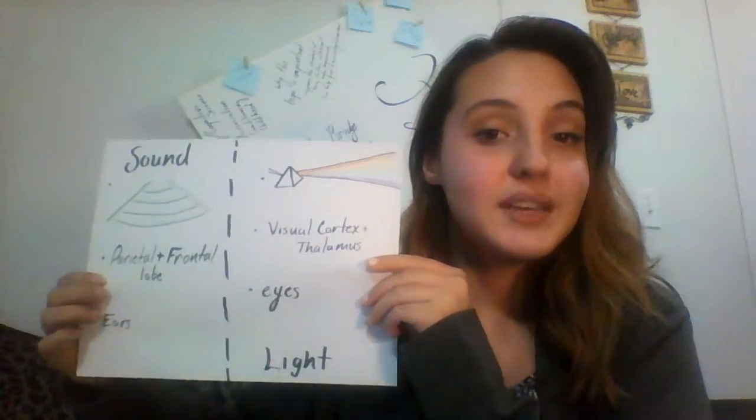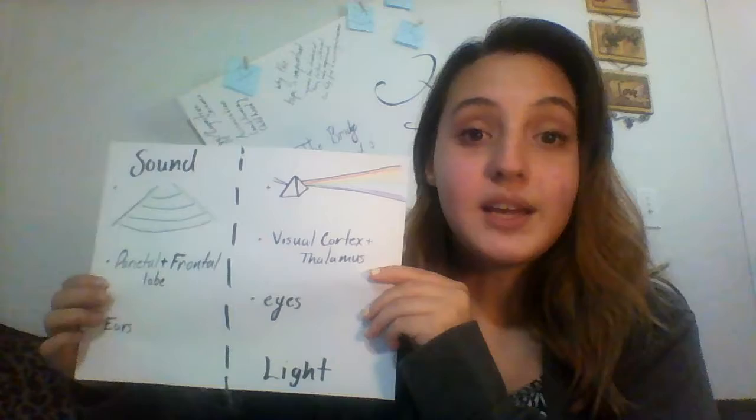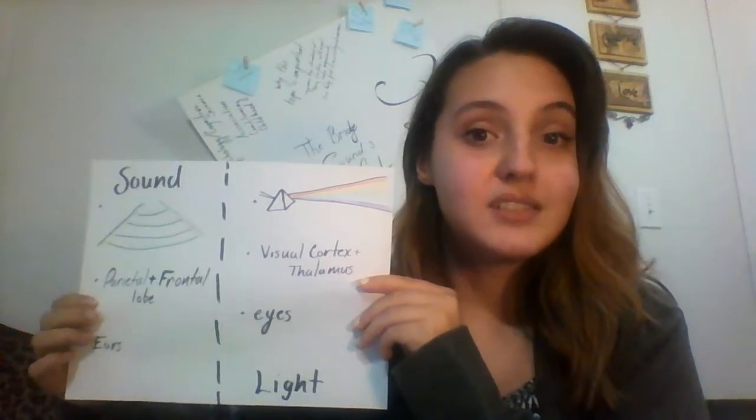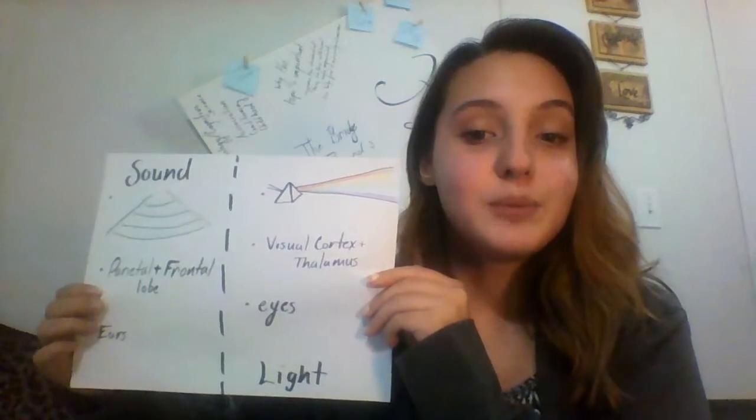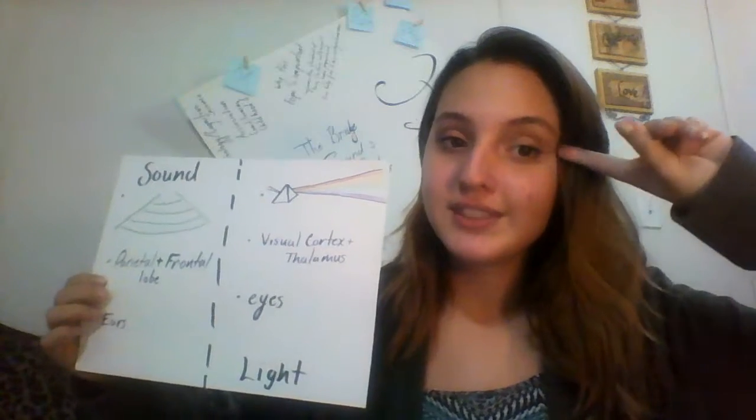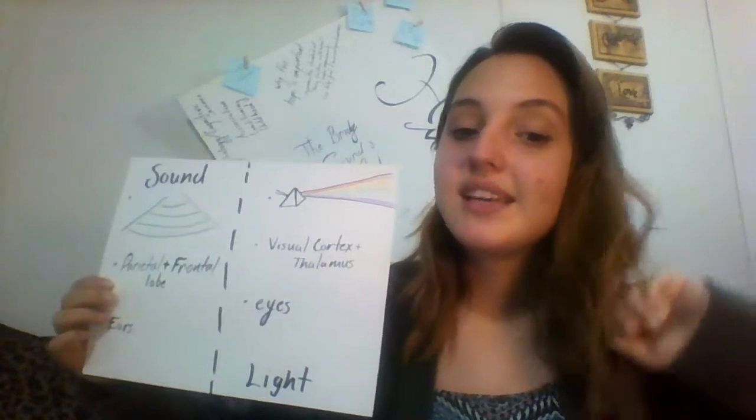And then you have light waves, which are more focused and are when light particles bounce off of certain objects to reflect certain colors. These are processed through our eyes and further delved into by our visual cortex and our thalamus, which are located towards the back of the brain.